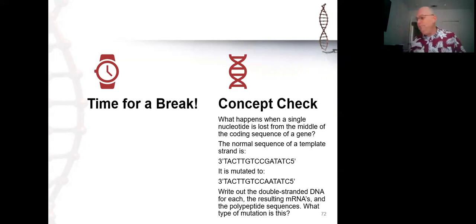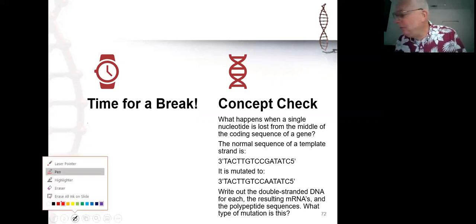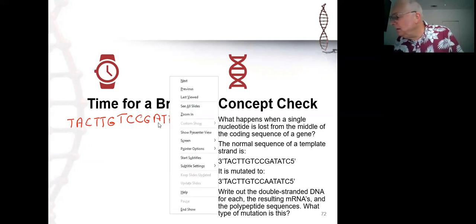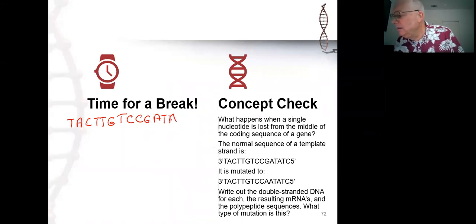So let's do the double-stranded DNA. So we've got, let me change it to red first of all. So we've got T, A, C, T, T, G, T, C, C, G, A, T, A, A, T, A, T, C. Now I'll put the other strand in here.